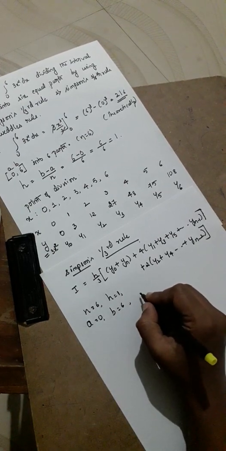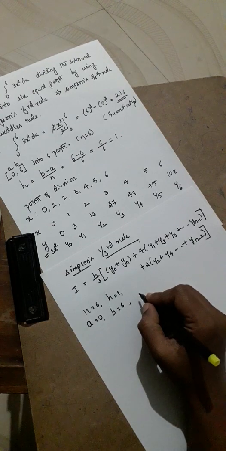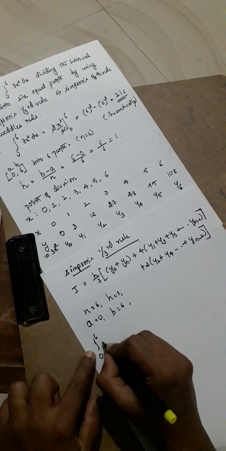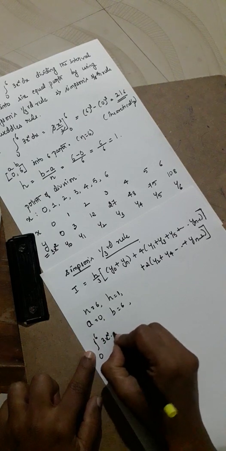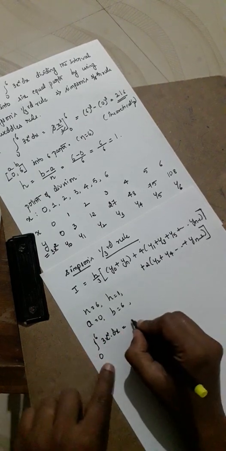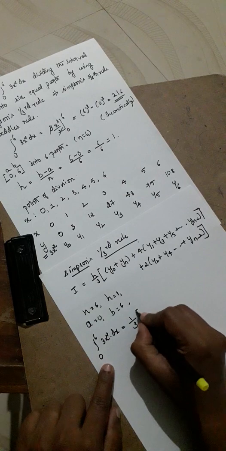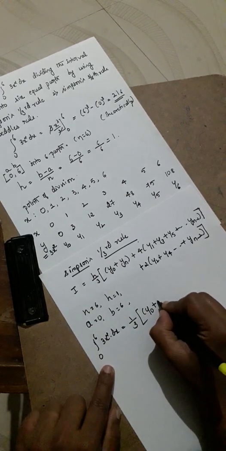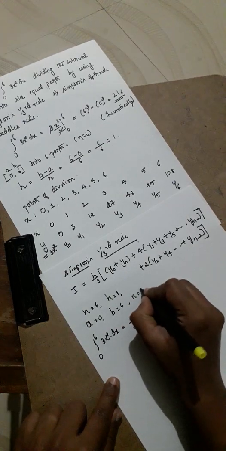Okay, now we have to substitute the values. We can write the integral from 0 to 6 of 3x squared dx, which can be written as h, which is 1 by 3, times y0. What is yn here? n is equal to 6.